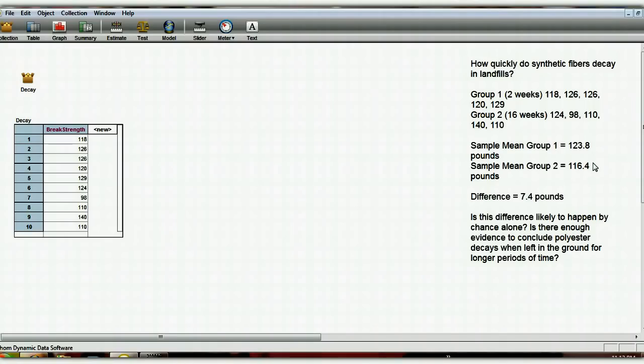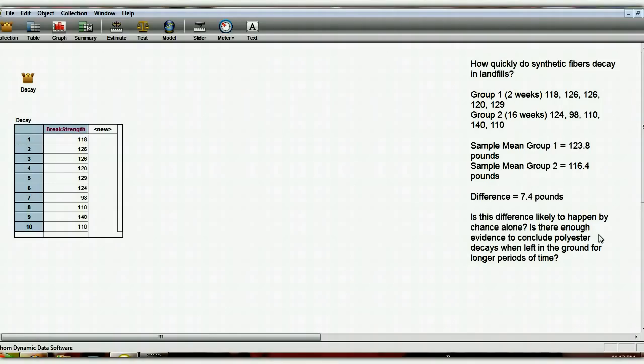So you might look at this particular set of data and think, okay, the fabric has decayed more. However, is this difference alone likely to happen by chance? Is there enough evidence to conclude that polyester decays when left in the ground for longer periods of time?